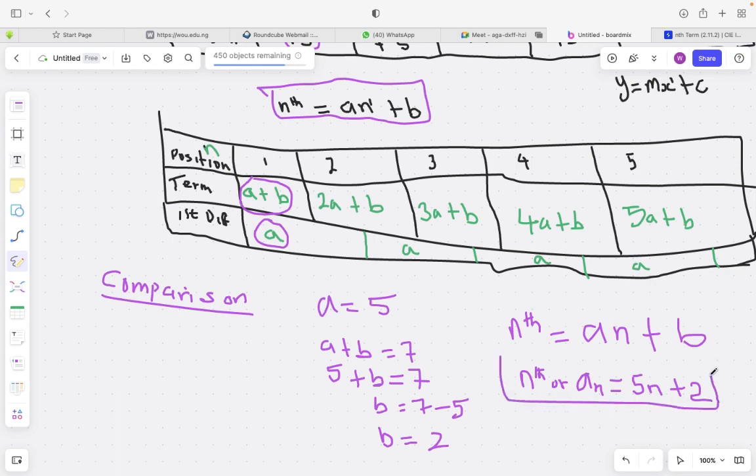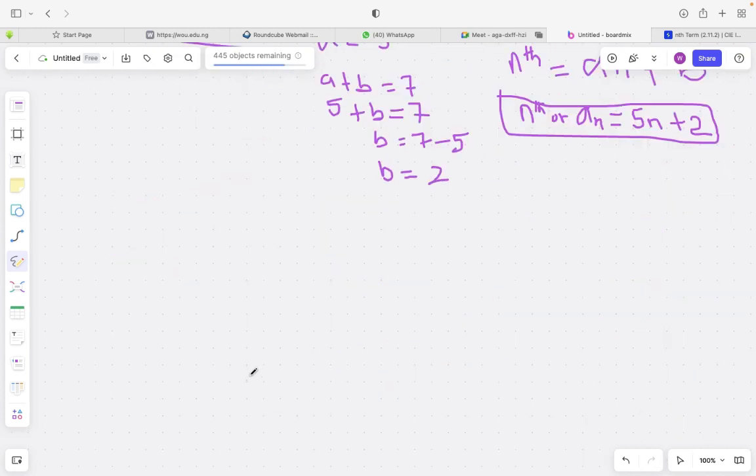But we have another easier way for an arithmetic sequence. If you don't want to use this table, this comparative table is very important for quadratic sequences and cubic sequences. But for an arithmetic sequence, a linear sequence like this, there's an easy way of doing it. You can just use this formula instead of using the table. The table may take a longer time for you to figure out.